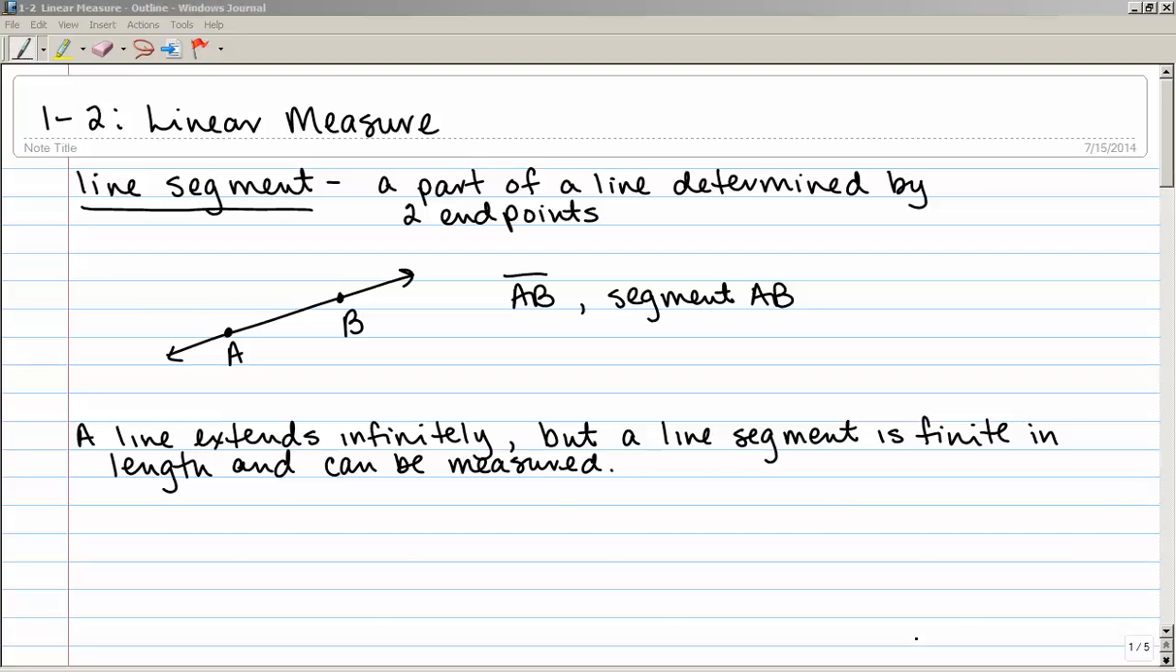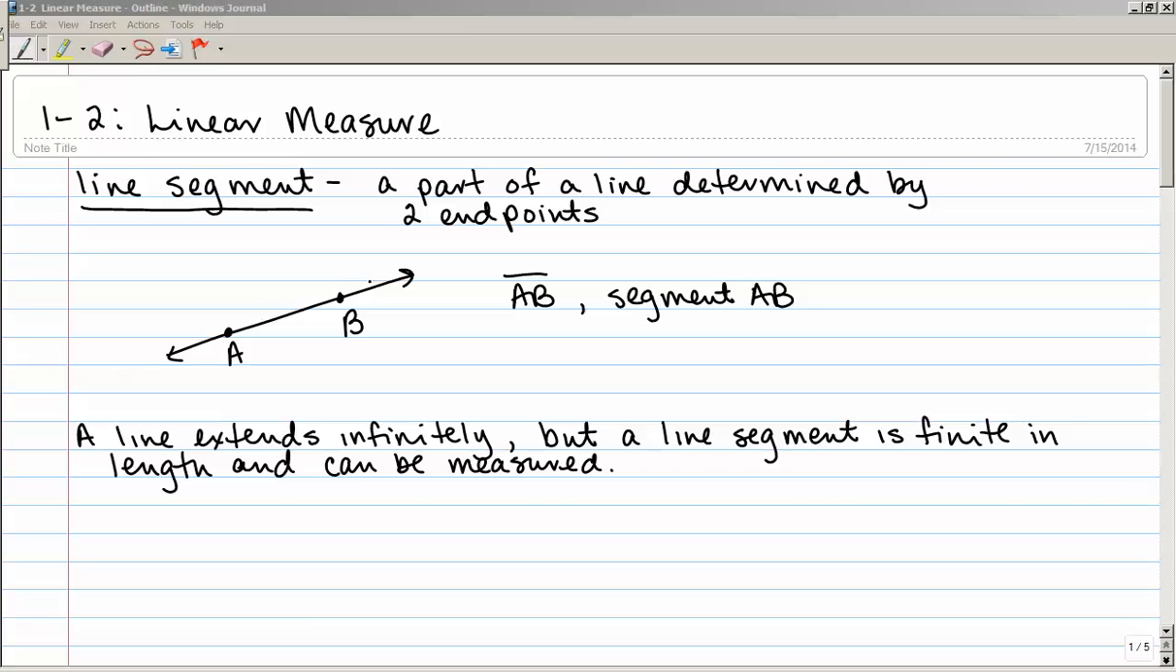Section 1-2 is on linear measure. A line segment is a part of a line that is determined by two endpoints. You'll remember in the last section we talked about lines. That is the set of all points between any two given points that extends infinitely forever. Now a line segment is basically just a piece of a line.